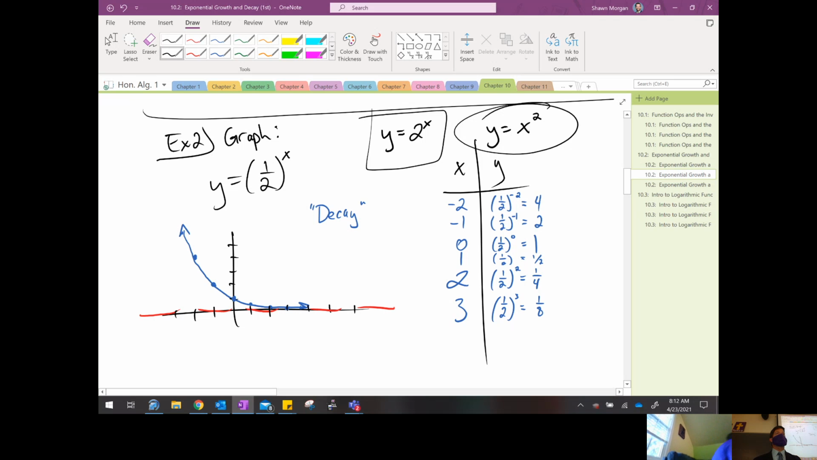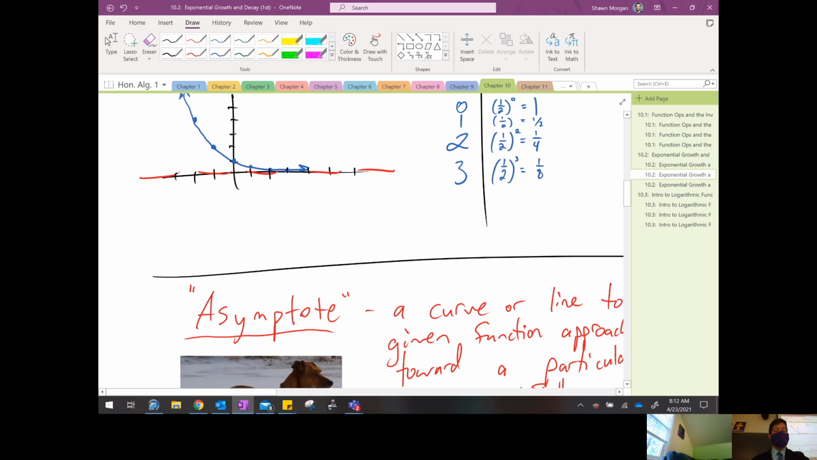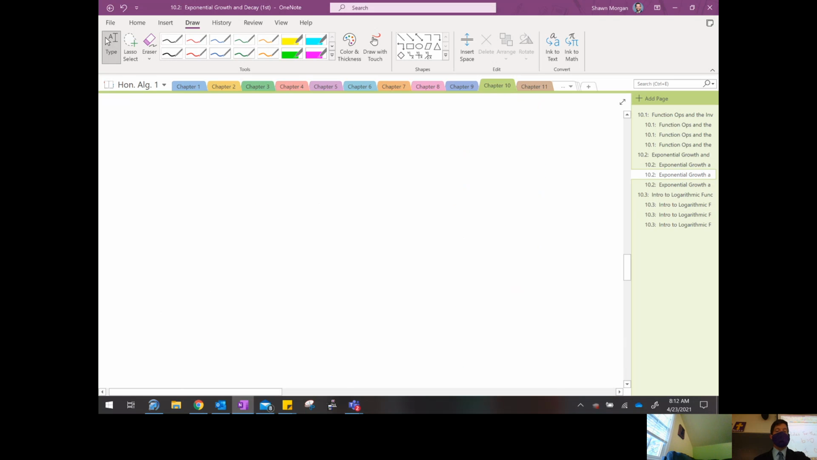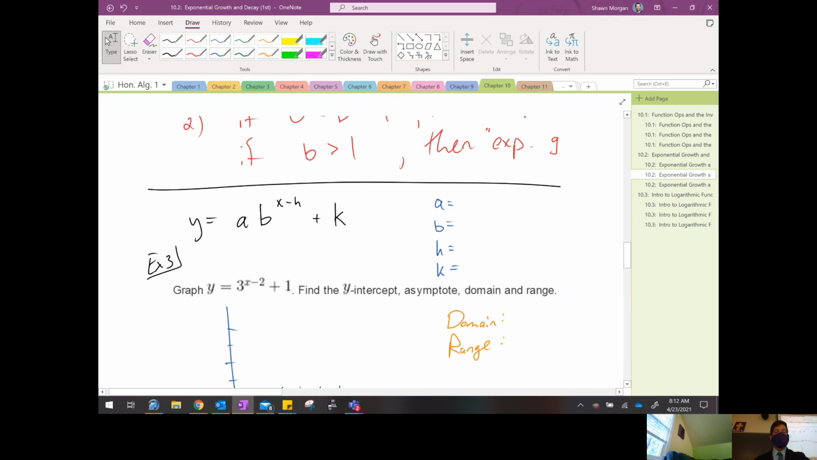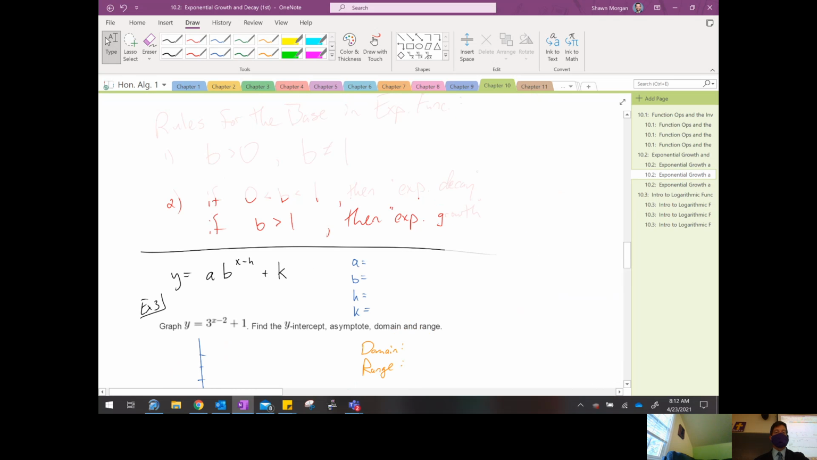Now, what tells me if it is growth or decay is what kind of base there is. Hold on, I scrolled down too far. OneNote is having some issues today.